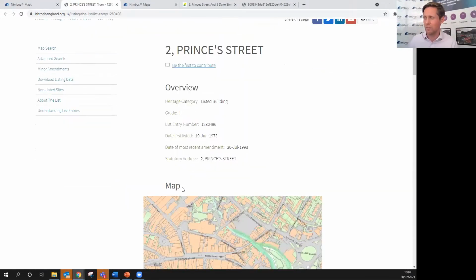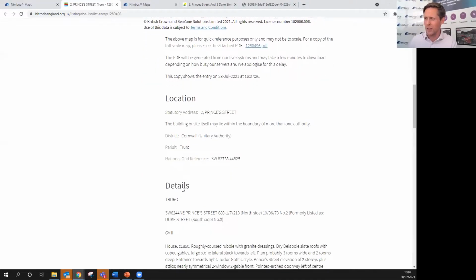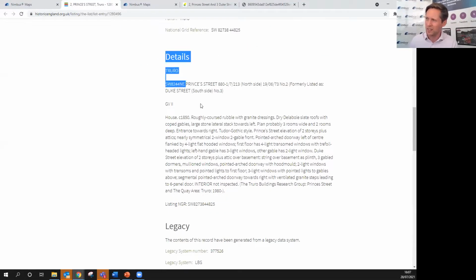What is useful with Nimbus is it's going to give me a load of information about the property itself. As we scroll down, this is explaining the reasons why the building was listed, back in 1973, I think. That allows me to understand what the conservation officer was thinking about when they listed this building. An interesting comment I've just noticed is that the interior wasn't inspected.